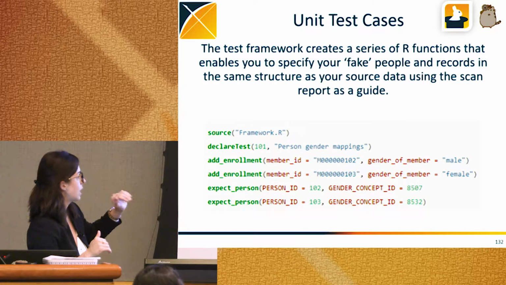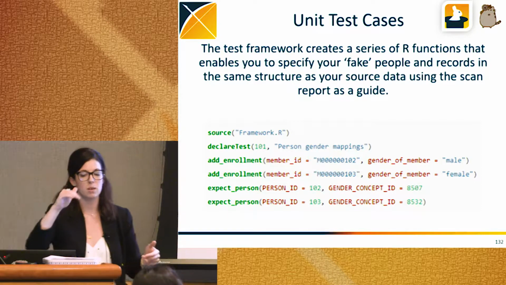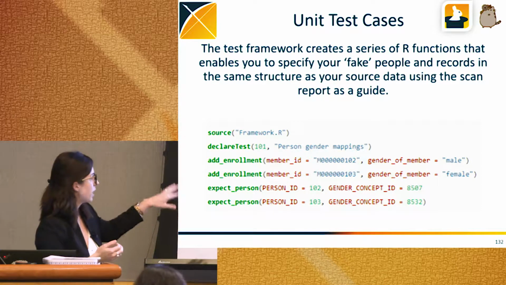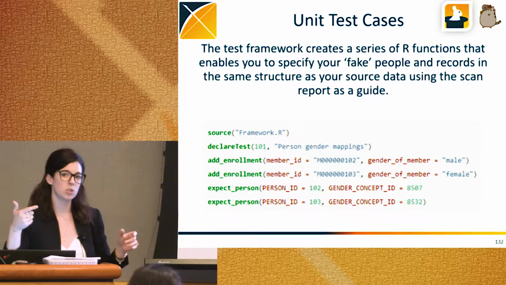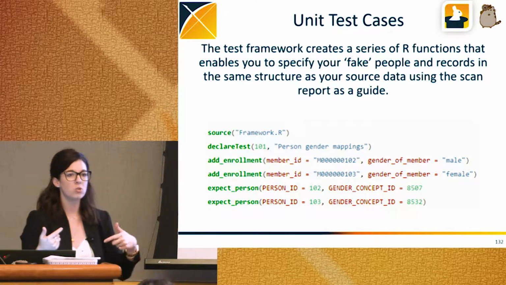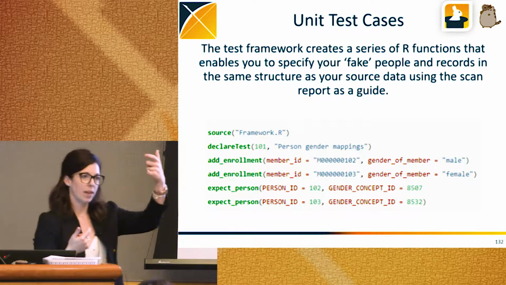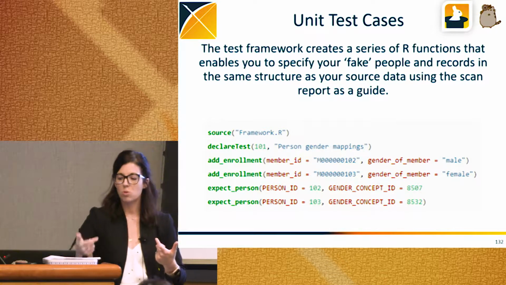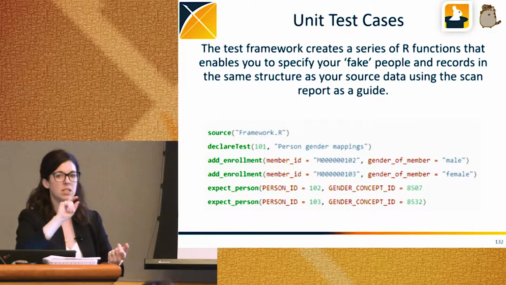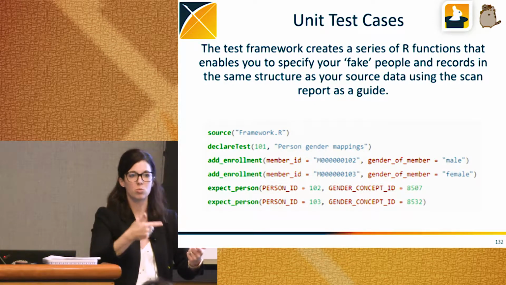And what you can say is, if I see this person ID 102, I expect them to have gender 8507. With these expect functions, it's going to create another SQL file that comes out called something like test.sql. So you run your insert, you run your builder on that tiny database, and then you run this test SQL function. It's going to say, am I seeing those values that I expected to see if my builder was running correctly?